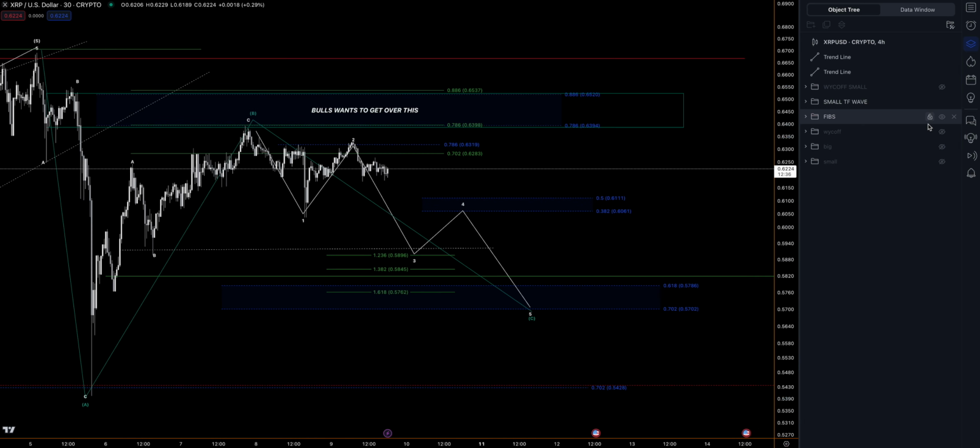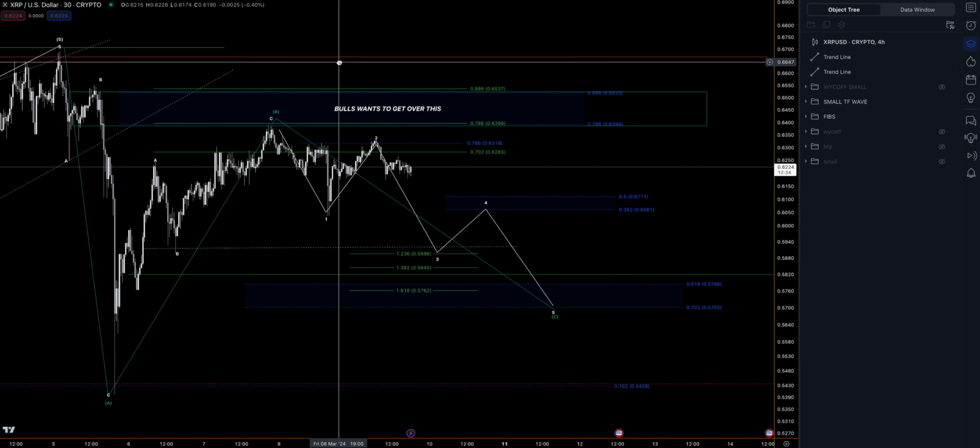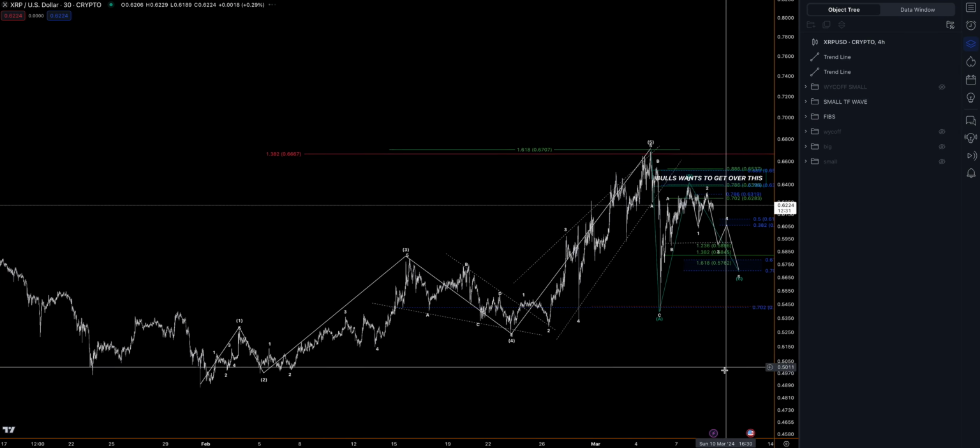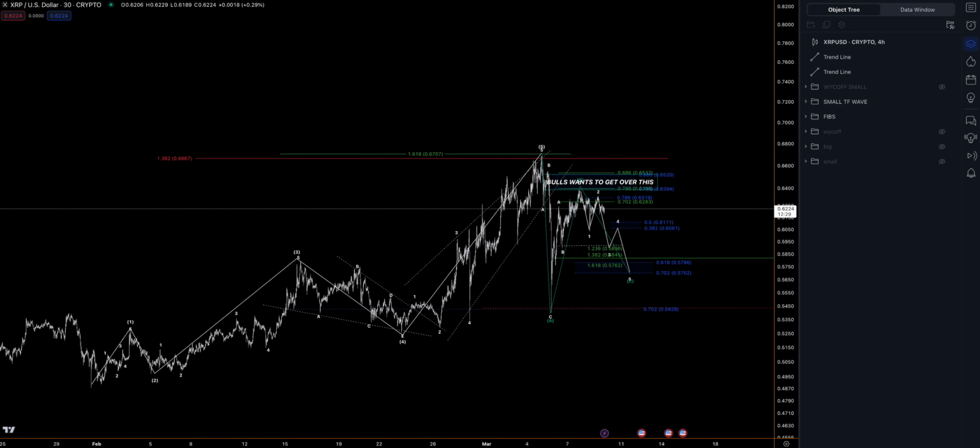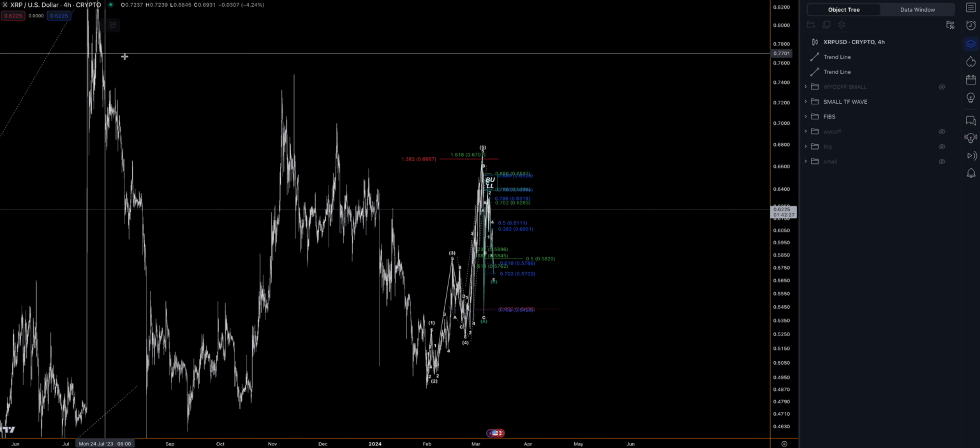So let me see over here. So this is the wave count on the small time frame. So we had a 5 wave move up to the 1.618 or the 70.2% fib.